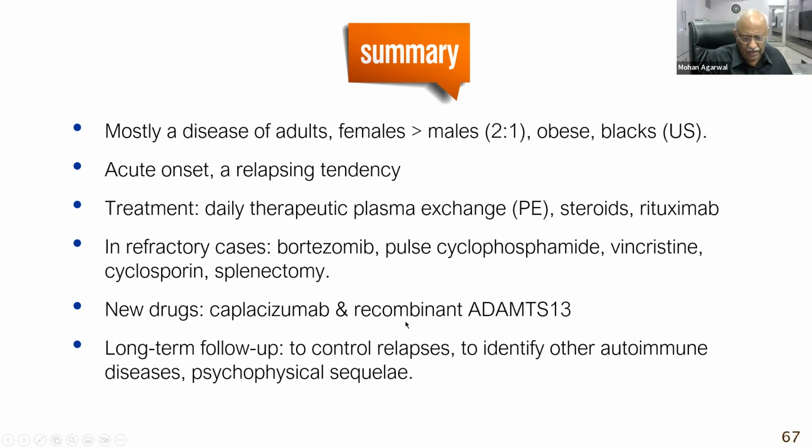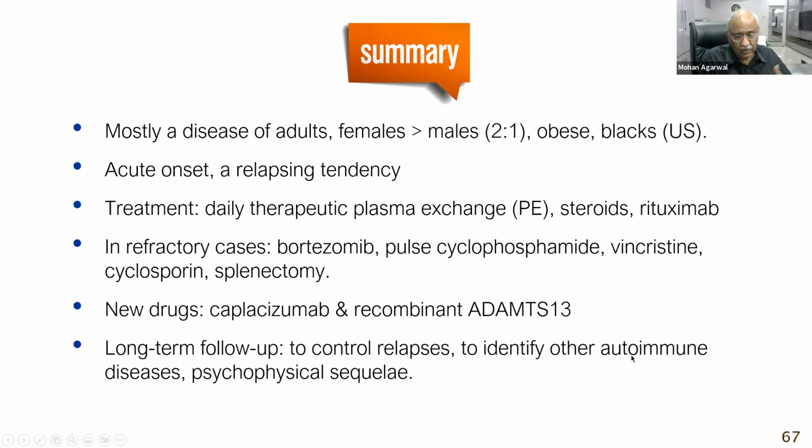New drugs, Caplacizumab and recombinant ADAMTS13. Long-term follow-up: follow up this patient very carefully. You want to prevent the relapses. You want to identify that something is happening by looking at the schistocytes, low platelets or hemolytic parameters. And if it's happening, immediately administer a dose of rituximab. It can abort the attack.